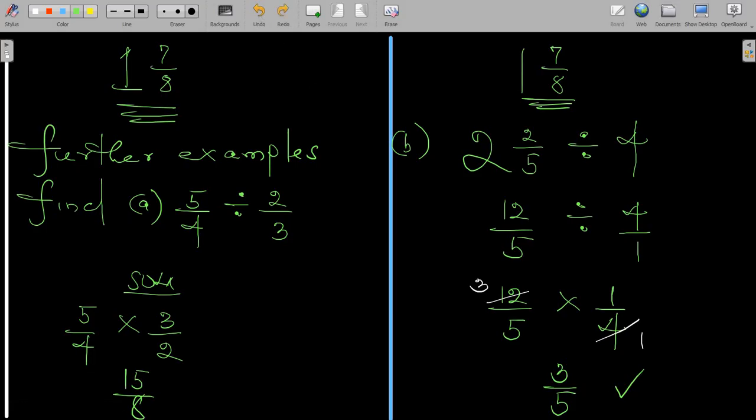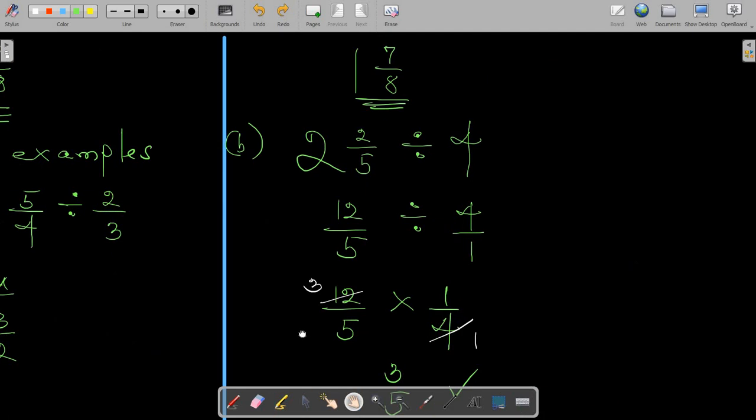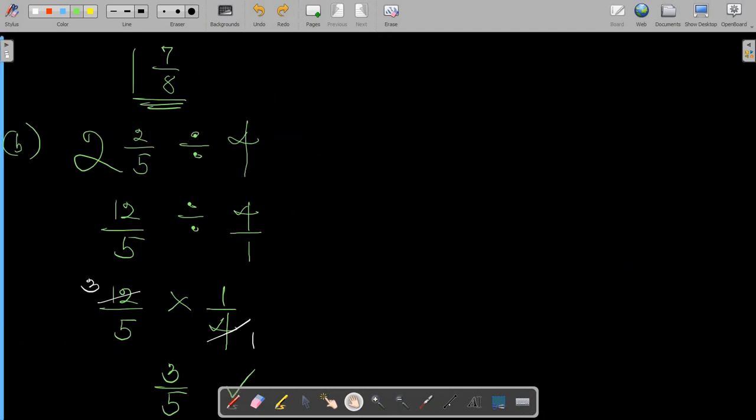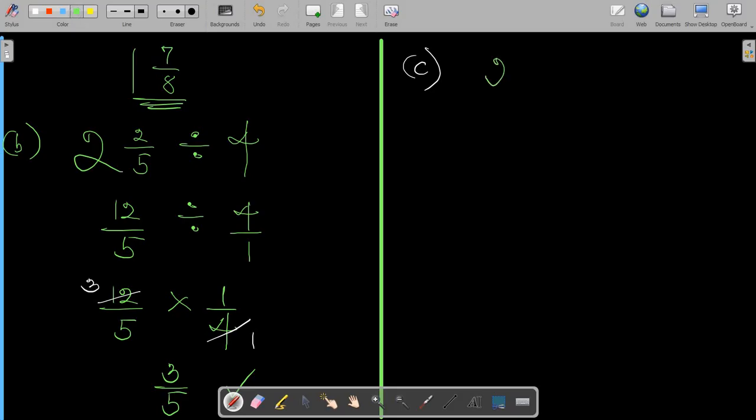So now let's go to the C part of the question. Let's move to the C part. Let me divide my book. Okay, so we have my C part. If you are given something like this, 2 whole number, 1 over 4, to divide by 3 over 7, let's go. How do we do this?